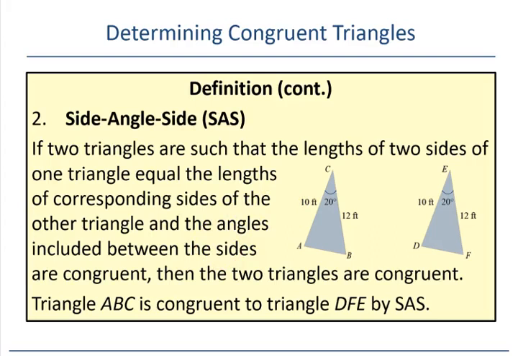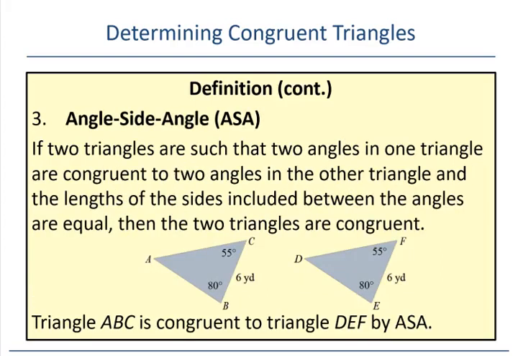Continuing on here. Angle, side, angle. Notice we've got two angles that are the same and a side. So it goes angle, side, angle. This side can't be over here. It has to be angle, side, angle. That's exactly how that would work.